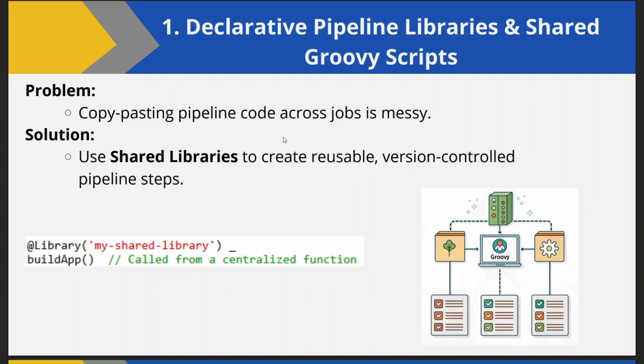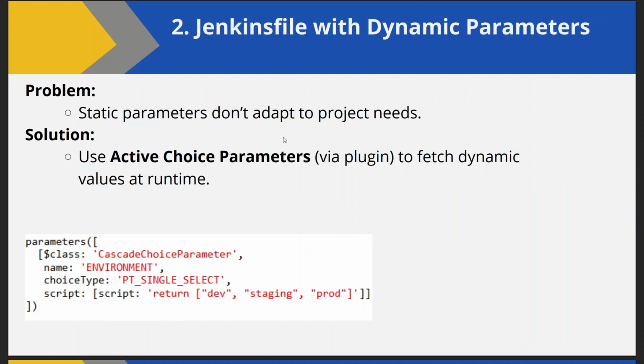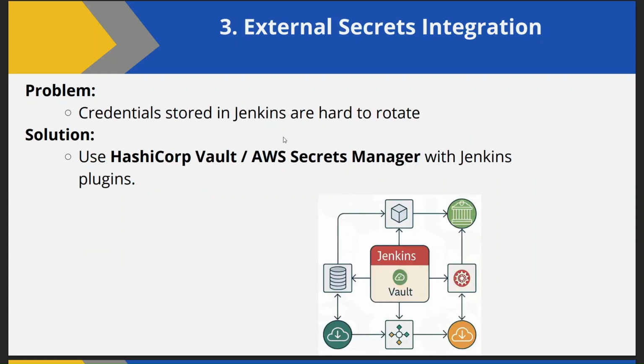Use shared libraries to keep your Groovy pipeline logic clean, reusable, and DRY. Ideal for multi-repo setups. You can create dynamic build parameters with the Active Choices plugin, pulling live data from Git, APIs, or Jenkins itself. Hardcoding secrets in Jenkins is risky.